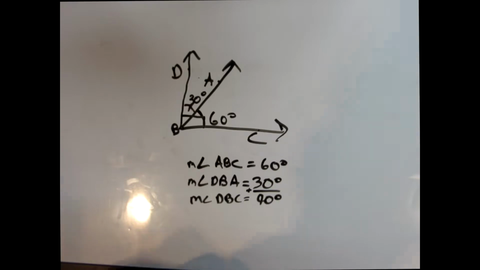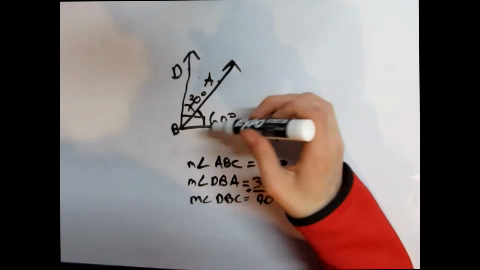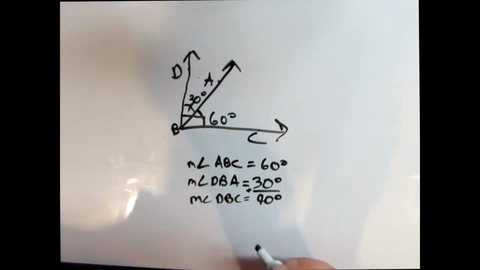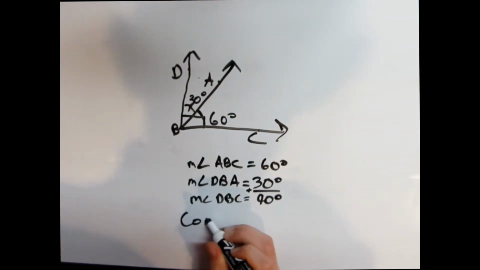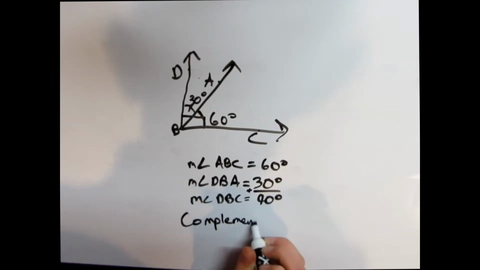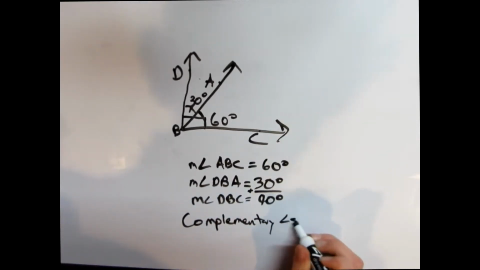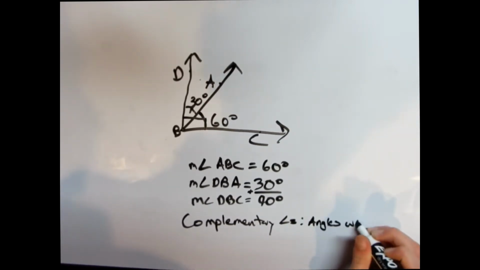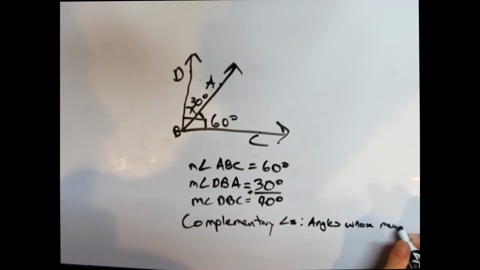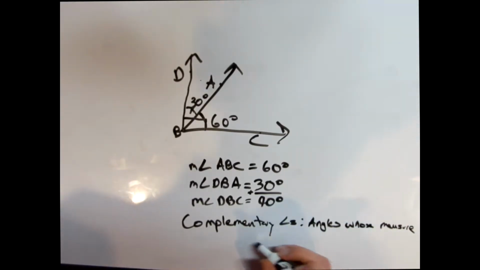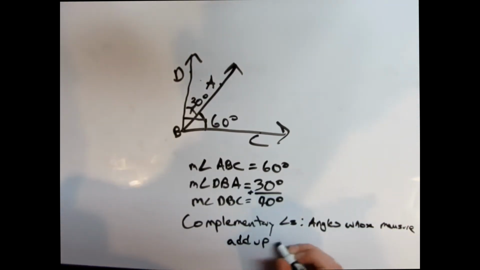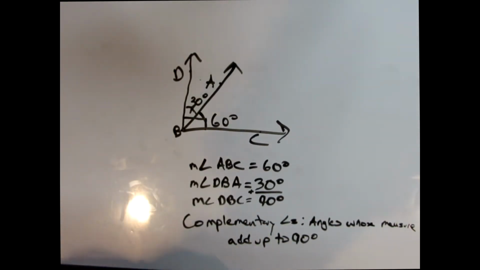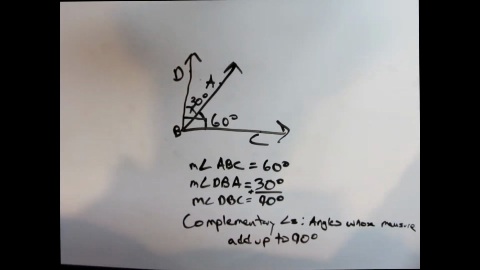And so the interesting thing here is that these two angles, these specific angles, add up to 90 degrees. And there's a word for what they call these angles. We call these complementary angles. And these are angles whose measures add up to 90 degrees. Now let's do another set of angles. I'll show you something different.